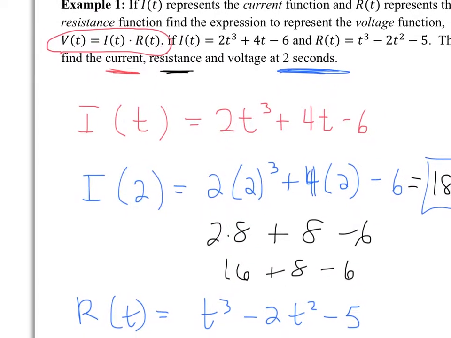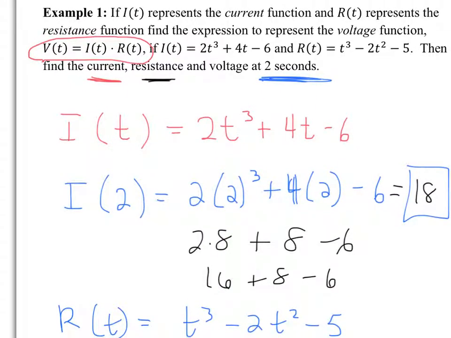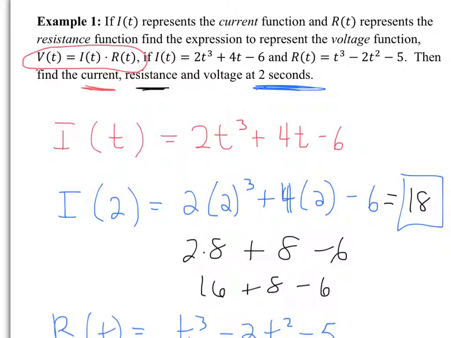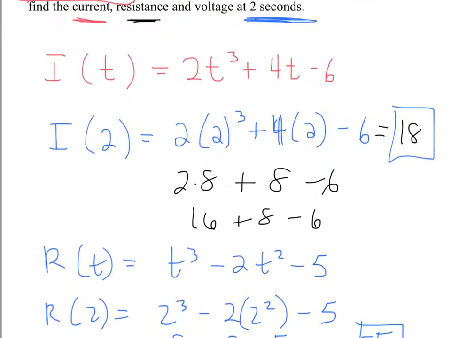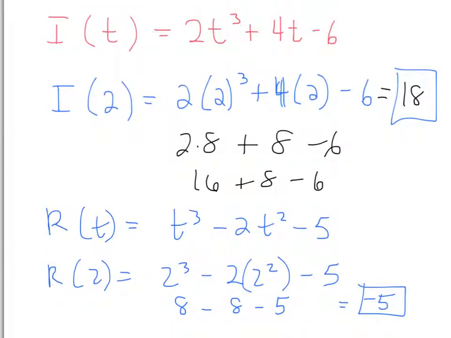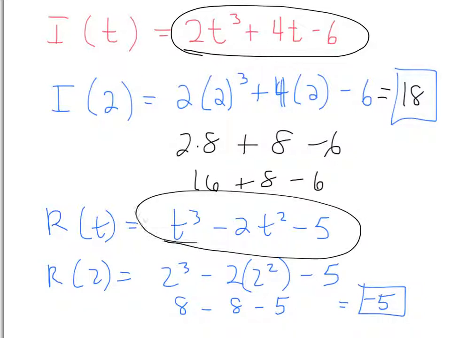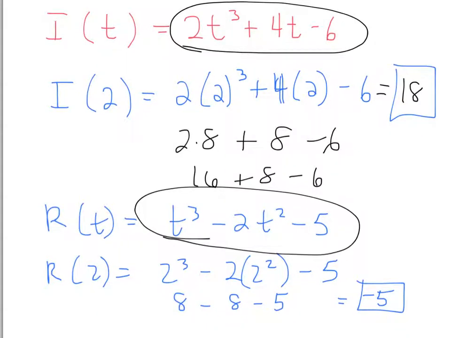But let's go ahead and figure out the voltages in terms of a function. Let's figure out what the voltage function is. Let's go back and do this part right here. If the voltage is defined as the current times the resistance, take those functions and multiply them by each other. So it's no longer a binomial times a binomial. It's a trinomial times a trinomial. Right? 2, 4, negative 6.